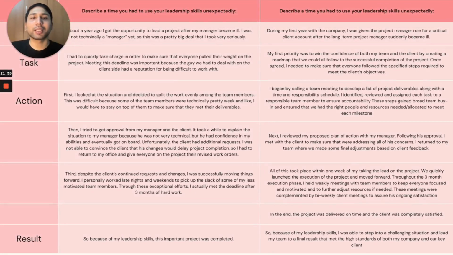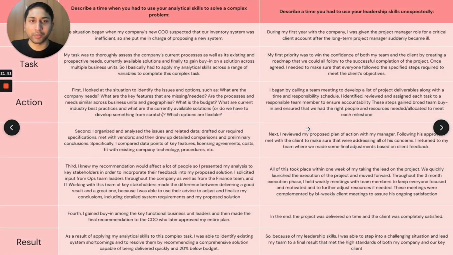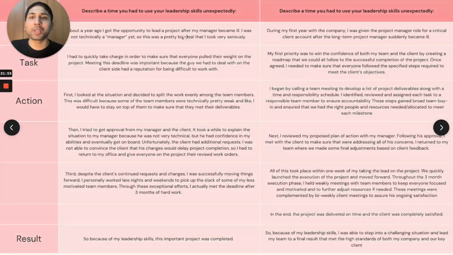Now, here's another example of the same question. Describe a time you had to use your leadership skills unexpectedly. Right. I'm giving you 30 seconds or 1 minute. Read through the left one. The right one is the same as we just read out. The left one is another example of how this question can be answered. Some other person will go through this and tell me which answer you would prefer and why.